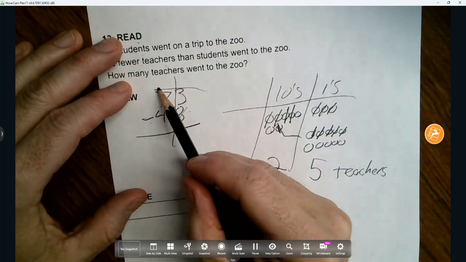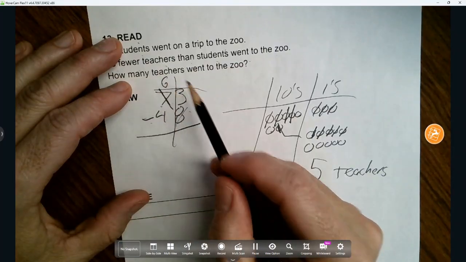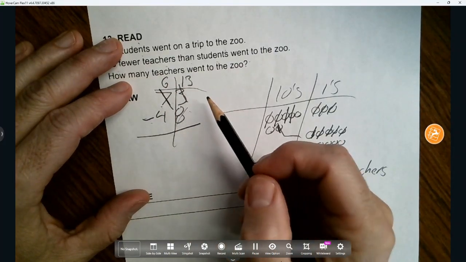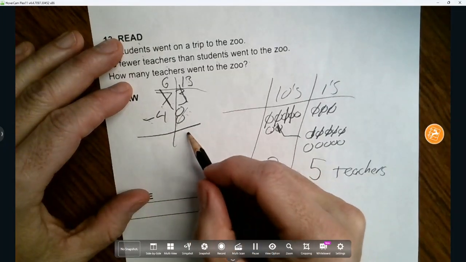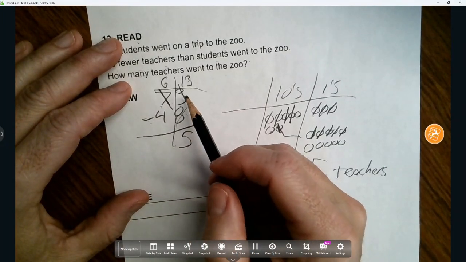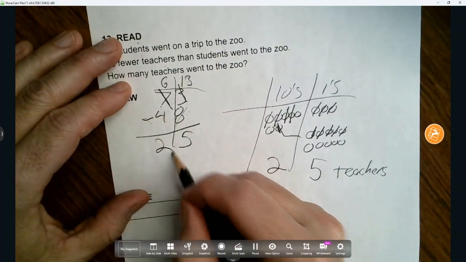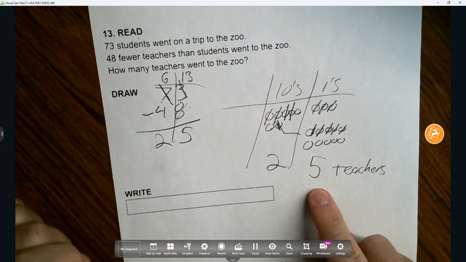Over here, the way this one would look, we have 3 minus 8. We can't do that, so we need to take 10 from the 7 and make this a 6. And now this 3 becomes a 13. So 13 minus 8 is 5. We go over here now. 6 minus 4 is 2. Same answer. We did it.